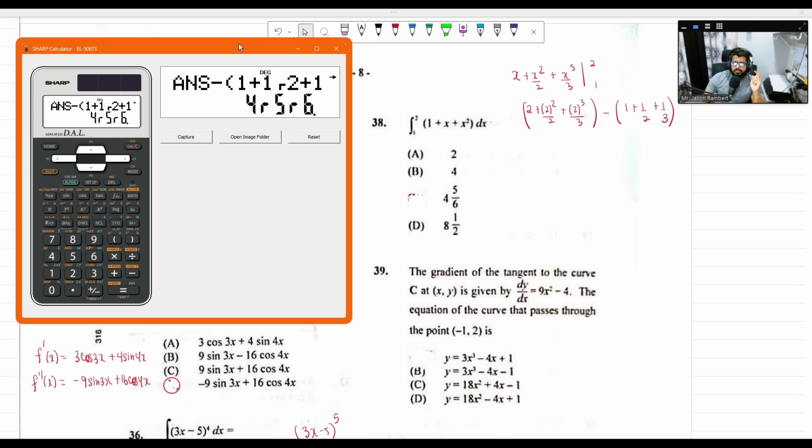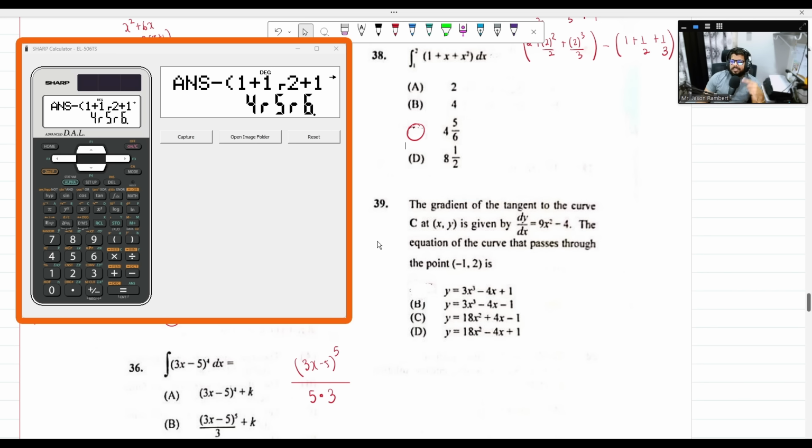Four and 5, 6. The answer is C. The gradient of the tangent to the curve at C is given by 9x squared minus 4. The equation of the curve that passes through the point, okay, so we have to integrate. So when I integrate 9x squared minus 4, I'll get 9x cubed over 3 minus 4x, and I'll have to add in the constant c. That's going to give me y.